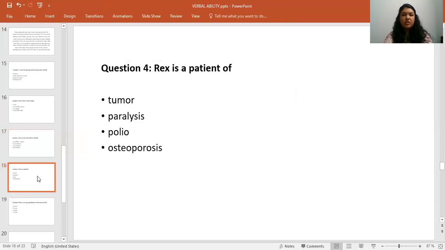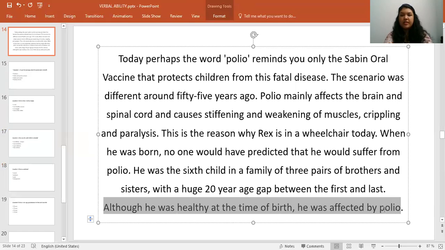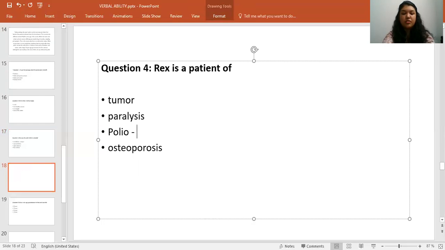Now, fourth question. Rex is a patient of what? Although he was healthy at the time of birth, he was affected by polio. So the answer is polio. Since we have already gone through the passage and the questions, it makes it very easy for us to answer.